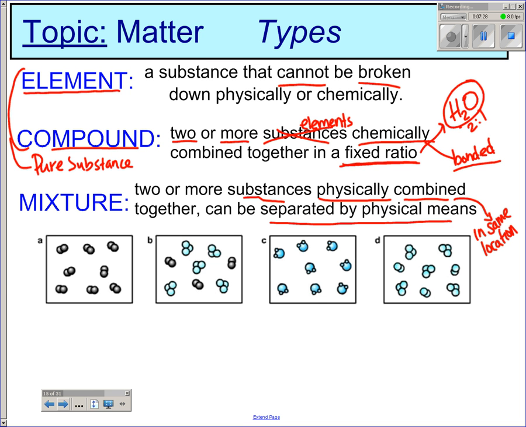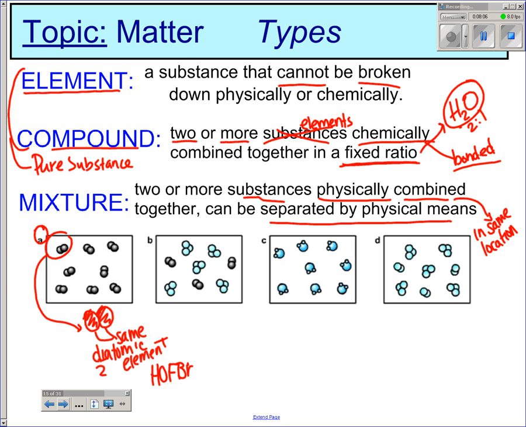If we look at these 4 diagrams at the bottom, our first diagram is each of these particles. There's only one type of particle, and each of them are the same. And it's 2 atoms that are the same that are bonded together. Since these atoms are the same as each other, this is still going to be considered an element, more specifically a diatomic element. Di meaning 2, and so we have these elements made of 2 particles. So this would be our Hofbrinkel, all of our elements that exist as pairs.